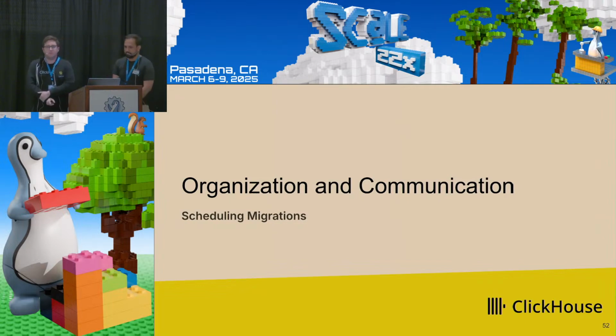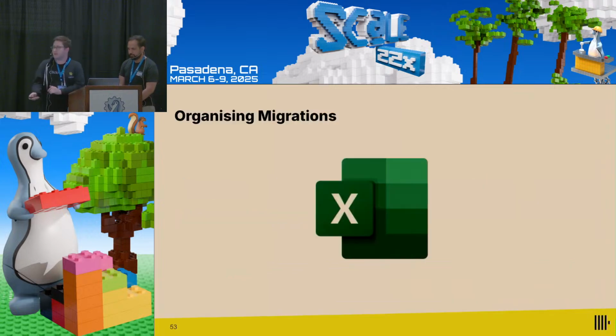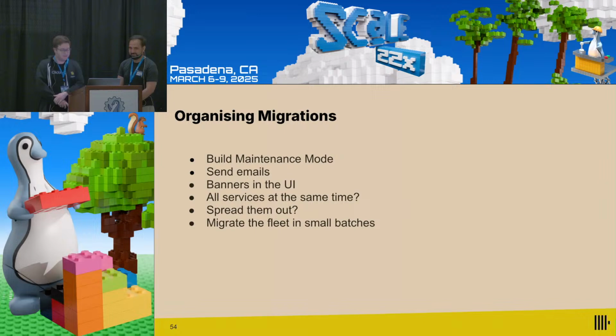So we need to make sure that communication to our customers about these migrations happens smoothly. If certain customers want to push back the migration, we need to track that. And our product team came up with a really nice tool to track this, a spreadsheet.